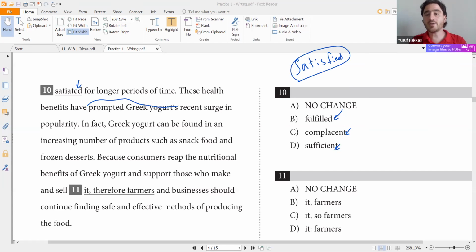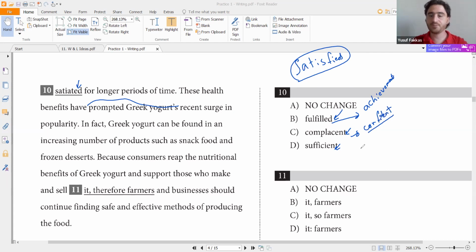Okay? Because fulfilled, it means you are satisfied about your achievements. You fulfill, you achieve things. So when you feel fulfilled, you're satisfied about your achievements in life. Complacent, it means confident. So you are satisfied with yourself. You have the confidence.